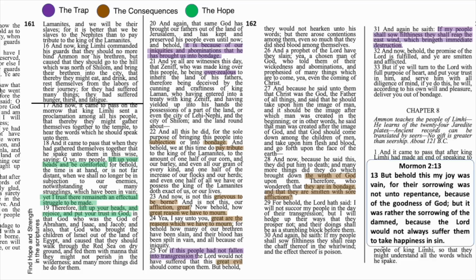Verse 33. But if you will turn to the Lord with full purpose of heart and put your trust in him and serve him with all diligence of mind, if ye do this, he will, according to his own will and pleasure, deliver you out of bondage. That phrase could be spoken to anybody in a modern day context even. There is an escape, a cure, a solution. Turn back to God. You'll be delivered.